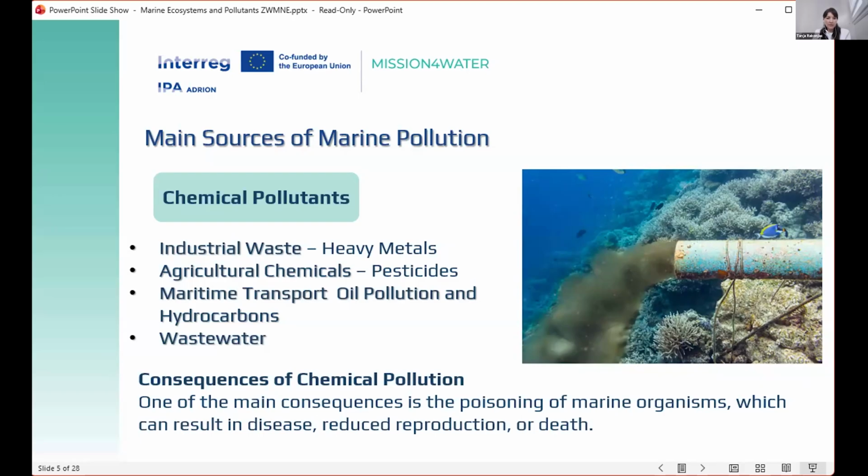Another one is wastewater. Untreated or insufficiently treated wastewater from households and urban areas contains bacteria, chemicals, and other pollutants. Its discharge into the sea leads to the degradation of water quality and poses a risk to both human and animal health. Consequences of chemical pollution: one of the main consequences is poisoning of marine organisms, which can result in disease, reduced reproduction, or death. Next slide, please.